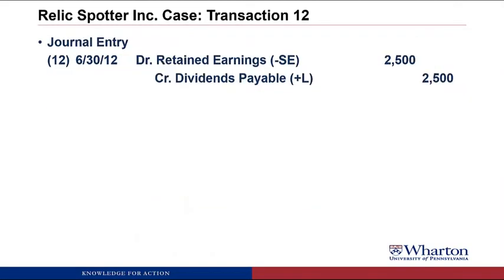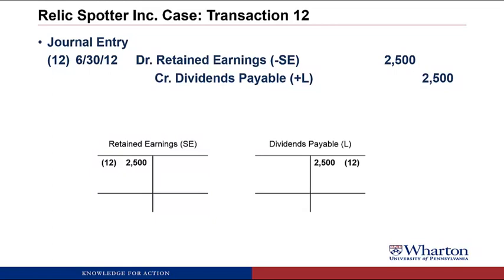We post this to T accounts, so we create a T account for retained earnings, a stockholders' equity account, and we have a balance on the debit side, and a T account for dividends payable liability where we put in the credit entry.